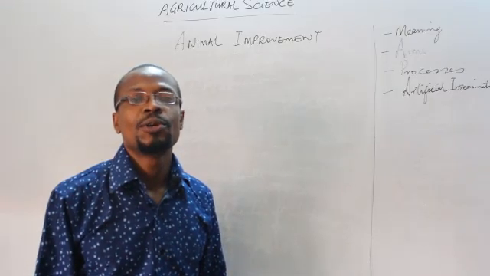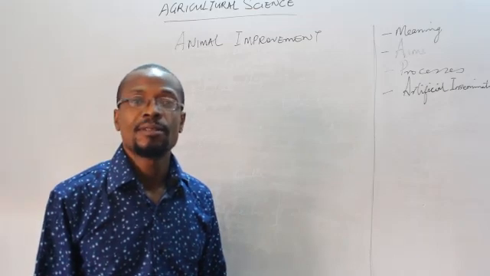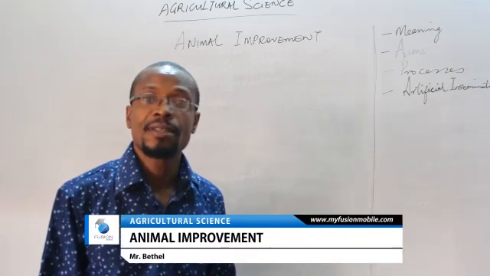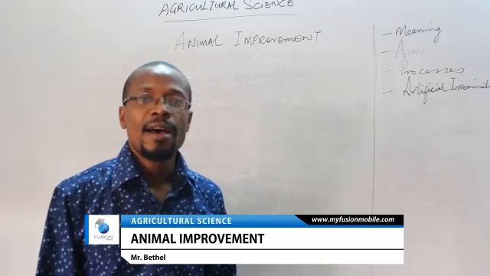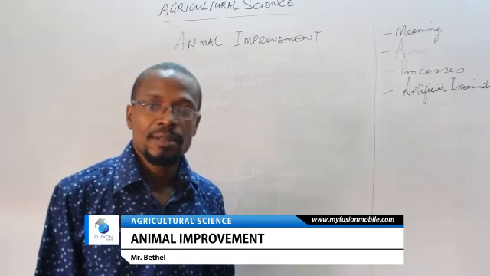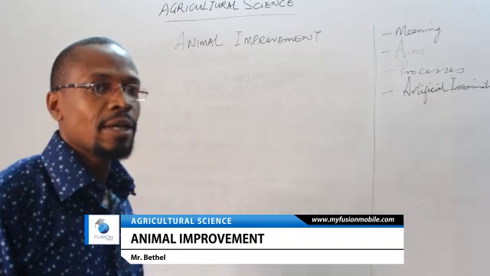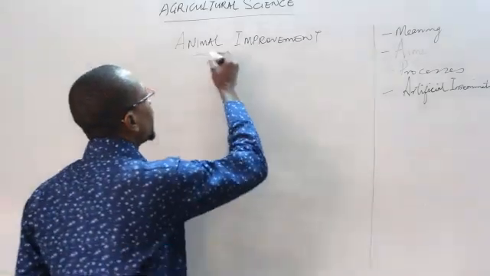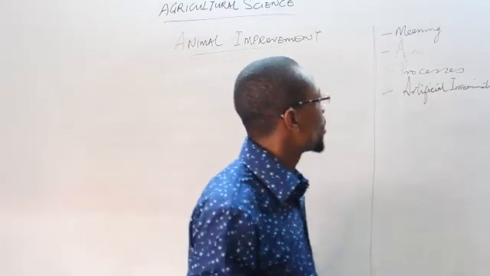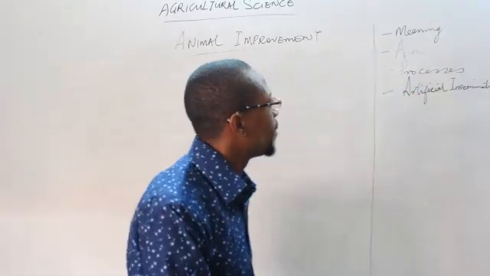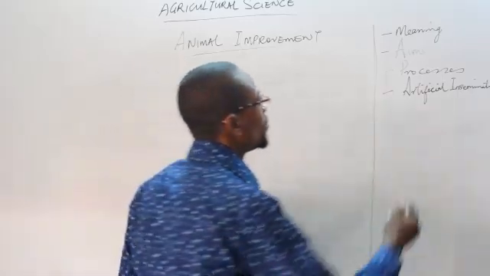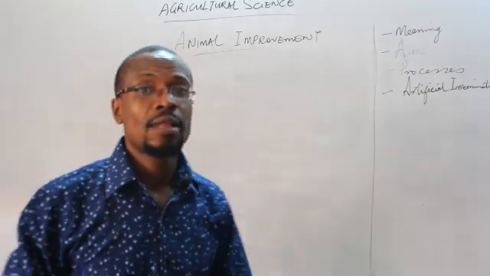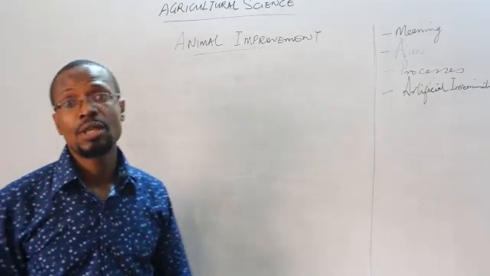My name is OK Bono, and our subject of consideration is agricultural science. The topic we're looking at currently is animal improvement. Under animal improvement, we will be considering the subtopics: meaning of animal improvement, aims of animal improvement, the processes involved in animal improvement, and then we'll end the topic by looking at artificial insemination.